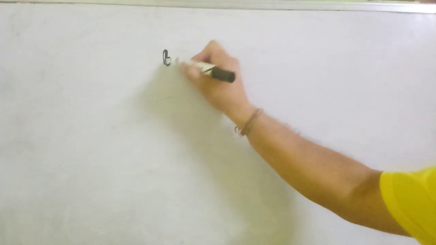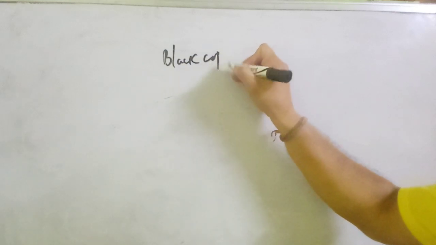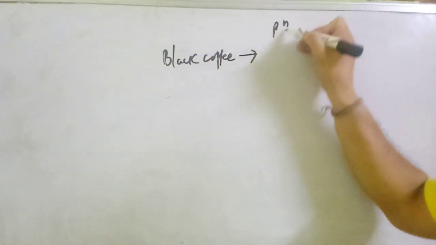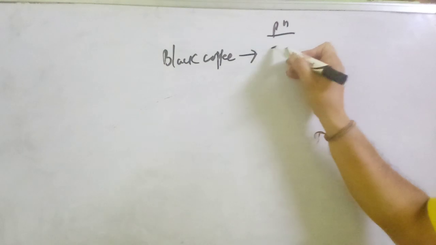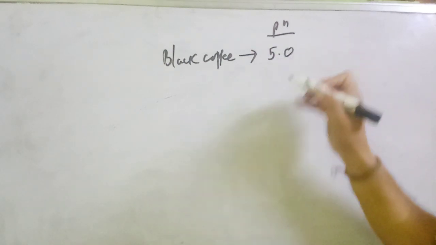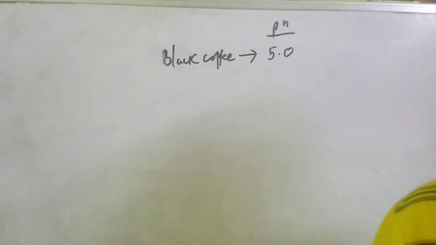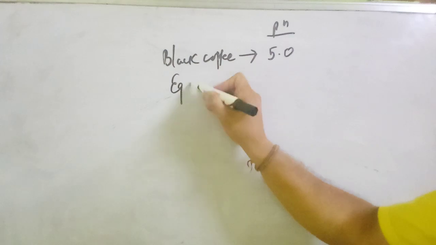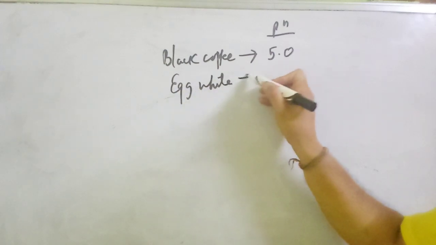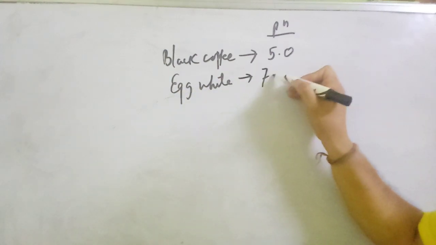Now I mention the pH values of some fluids. Black coffee. Have you ever taken black coffee? Black coffee has a pH. How much pH? Can you guess it? It is acidic, and that is 5.0. So whenever you take black coffee, you have a more acidic liquid, so it increases acidity in our body. Black coffee has a pH of 5.0. So egg white, what is the pH of egg white? Can you guess it? Egg white pH is 7.8 and it is alkaline.